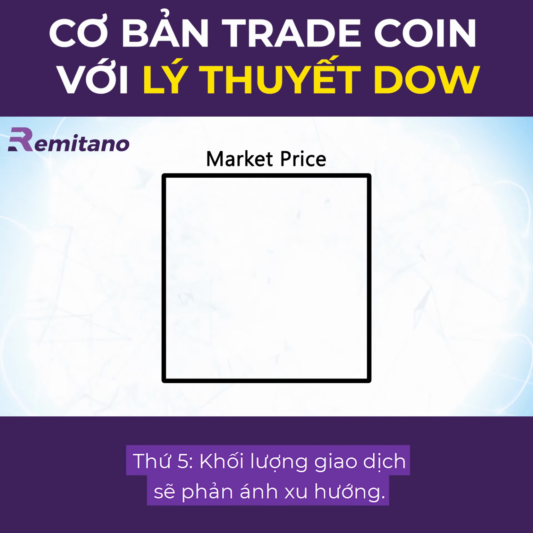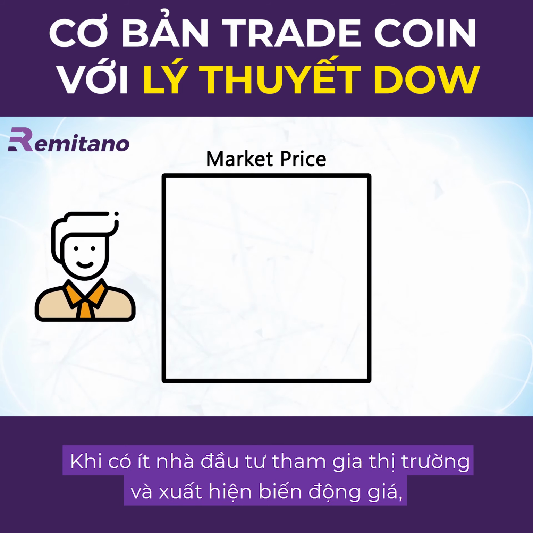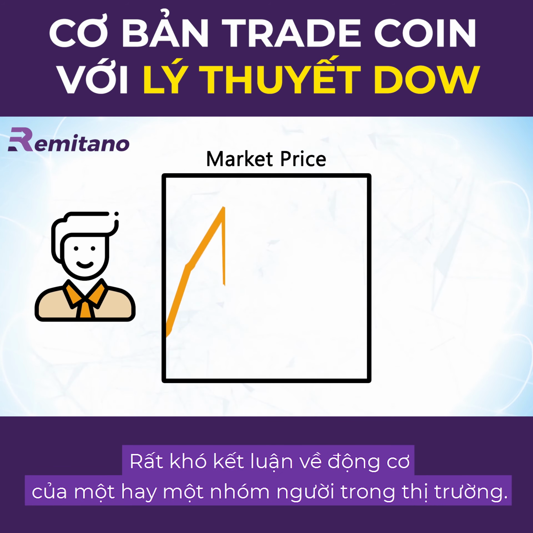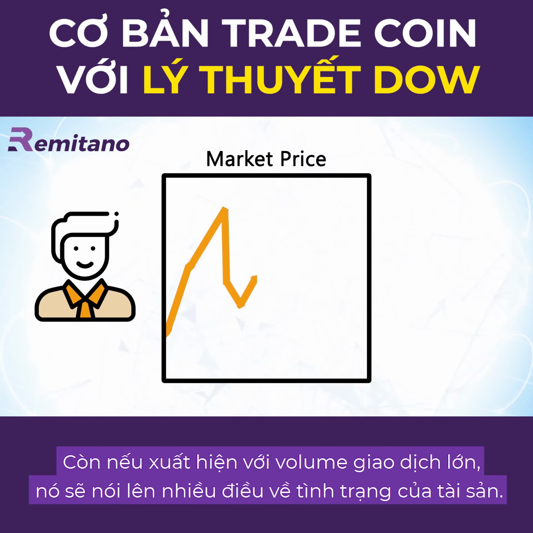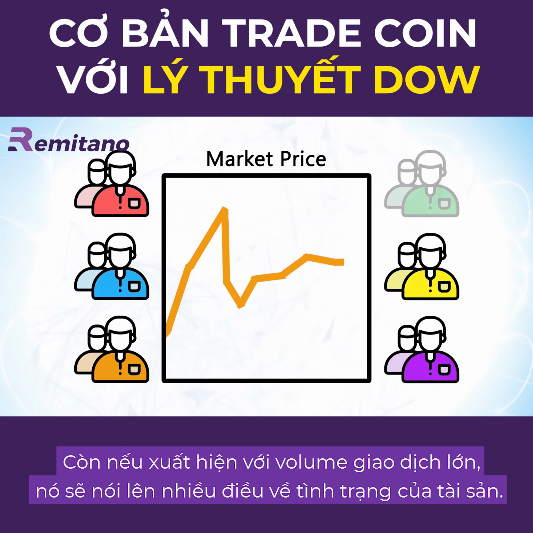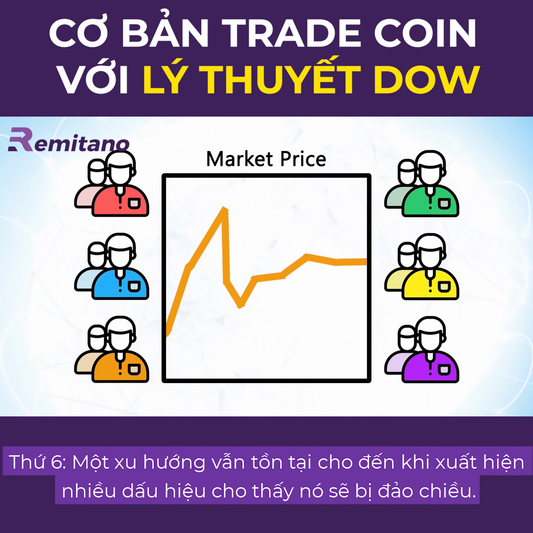5. Volume confirms trends. When there's a very small amount of actors in a space and there are price swings, it could be related to anything. It's hard to tell the motivations of one or a few people in a market. On the other hand, if price swings happen on large volumes, then it's more indicative of the state of the asset. When many people act in a certain way, it's a more clear trend.